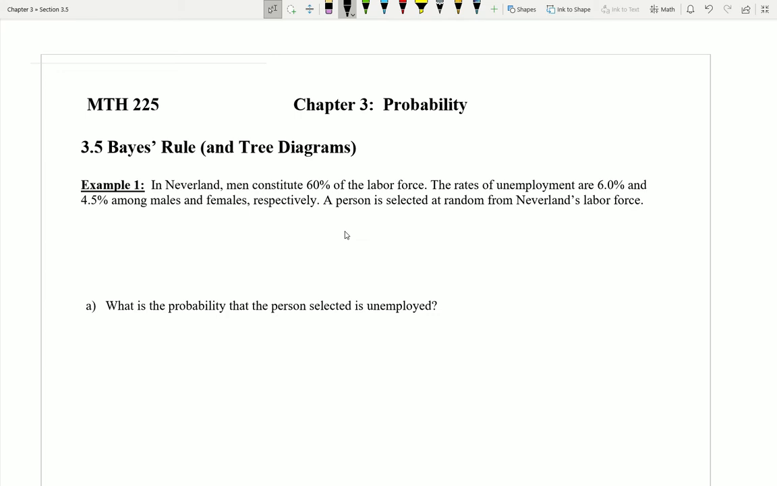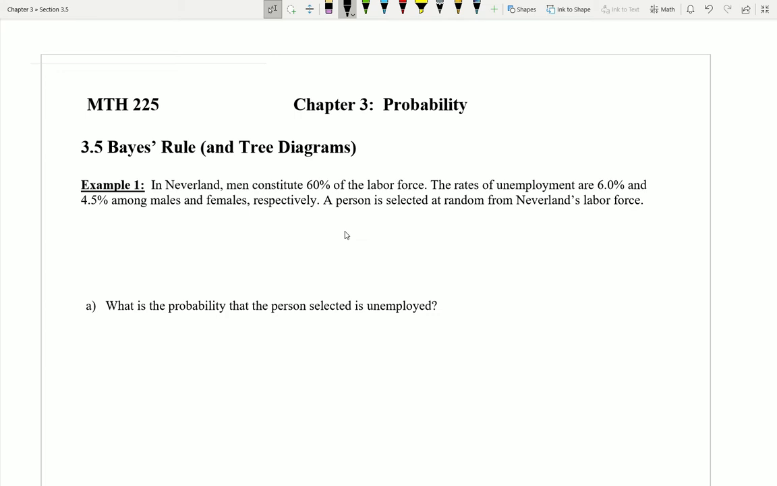All right, suppose we have the following. In Neverland, suppose that men constitute 60% of the labor force, and the rates of unemployment are 6% and 4.5% among males and females respectively. So 6% for males and 4.5% for females. Suppose that a person is going to be selected at random from Neverland's labor force.